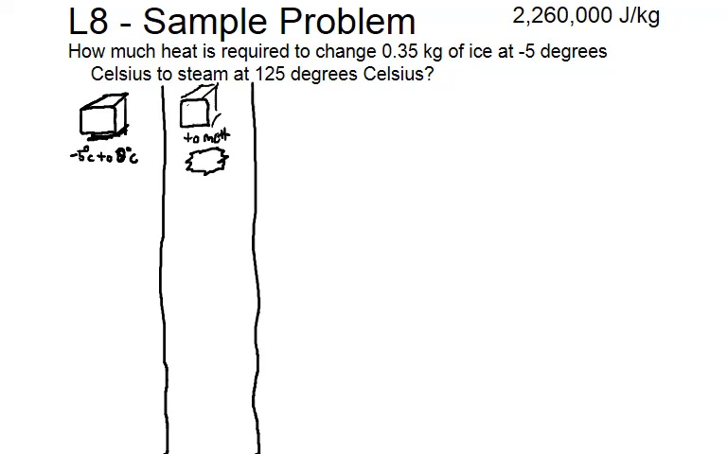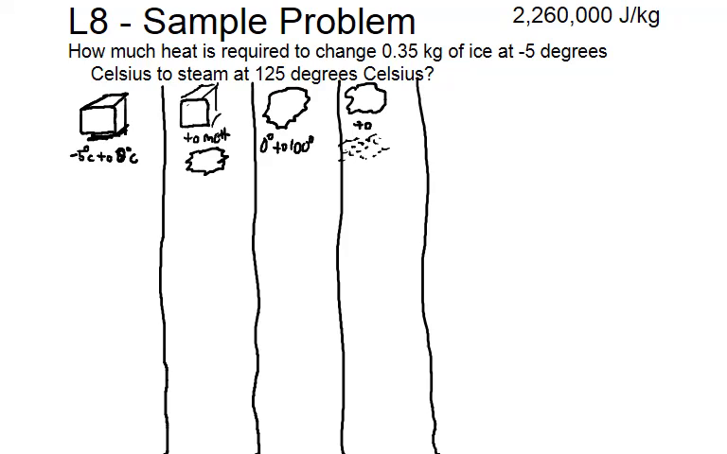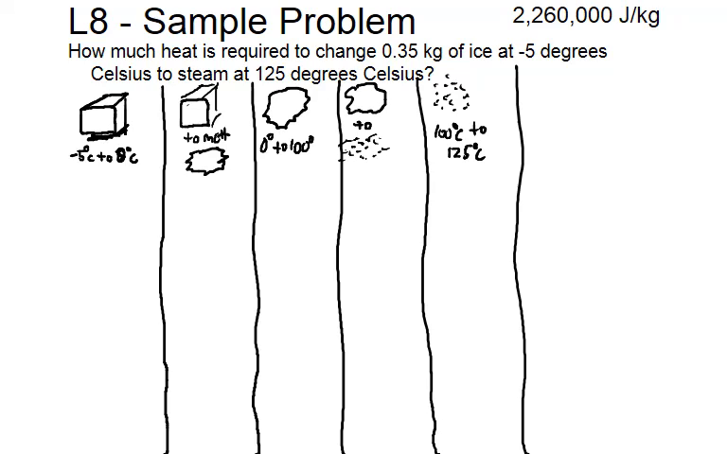and then the next step will be, once we get it to 0 degrees, we need to melt it. And then once we melt it, we can keep putting heat into it, going from 0 degrees to 100 degrees. And then once we have water at 100 degrees, we can phase change it. And then once we have steam at 100 degrees, then we can increase the temperature to 125. So we'll go ahead and set this first one up here.